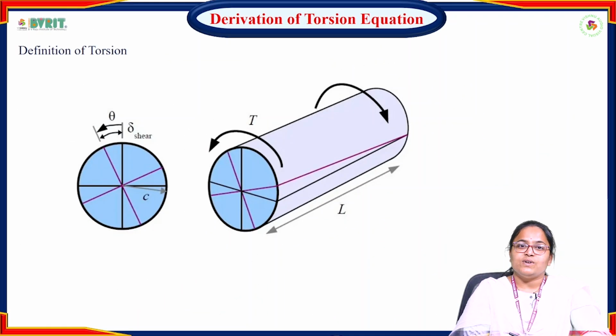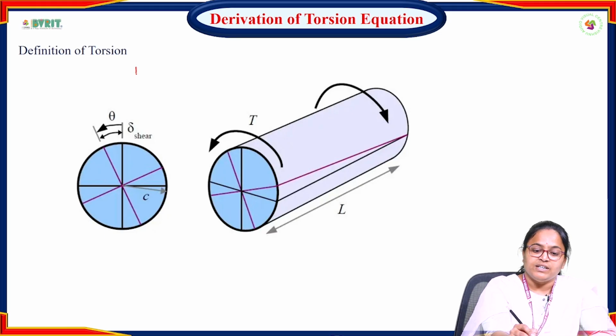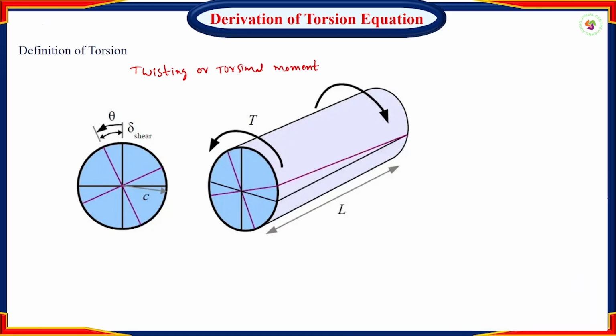So, first one, coming to the definition of torsion. Torsion means it is twisting or torsional moment. So, whenever we talk about torsion, it is such that we have a twisting. This can be explained by using a simple diagram.